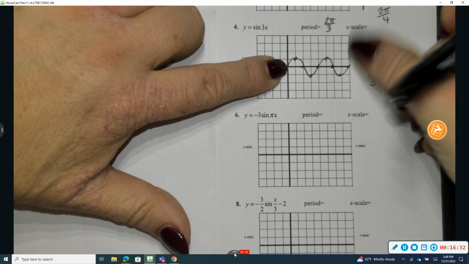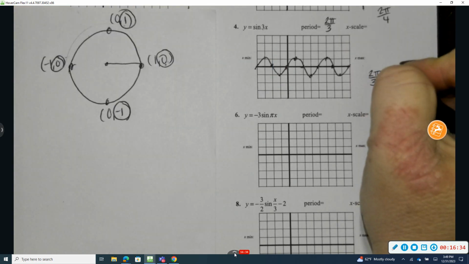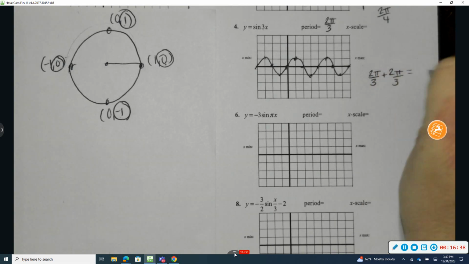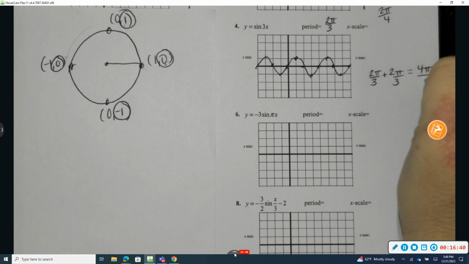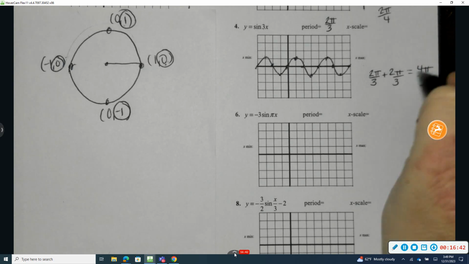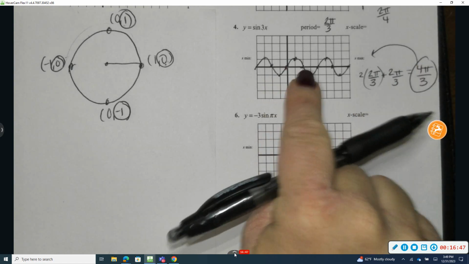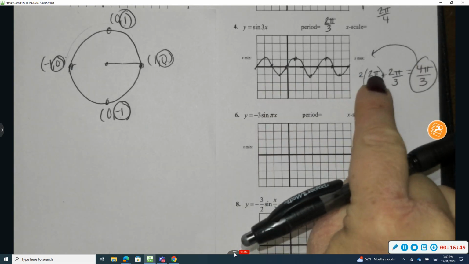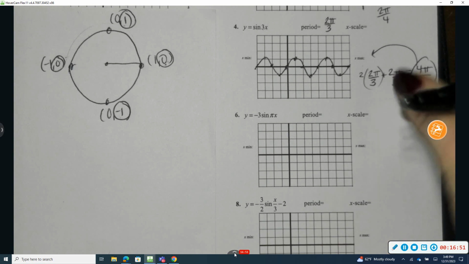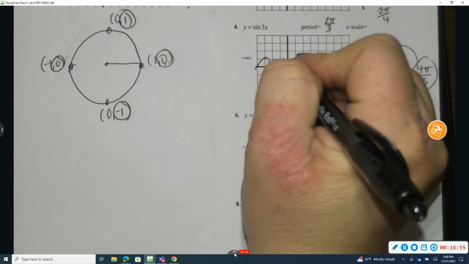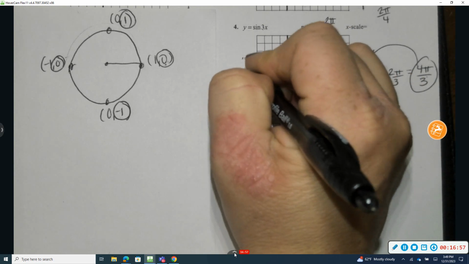Now I have 2 of these cycles, so I want 2 of these. I have 2 choices. I can go 2 pi over 3 plus 2 pi over 3. I add the tops to get 4 pi over 3. That's one option. Or I simply could have taken this times 2 because I have 2 of those. And I end up still with 4 pi over 3. So either add these together or take it simply times 2, you end up with 4 pi over 3. And then we did one revolution to the left, -2 pi over 3.